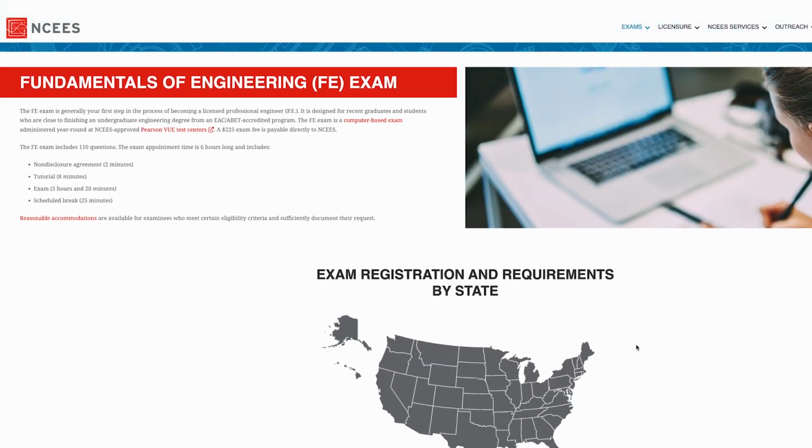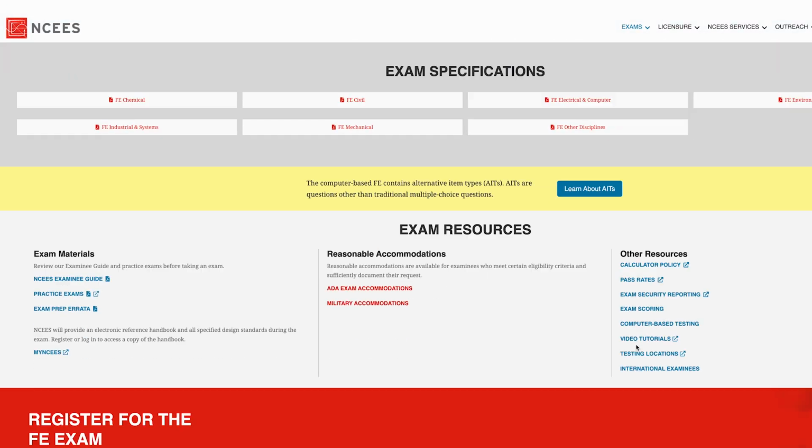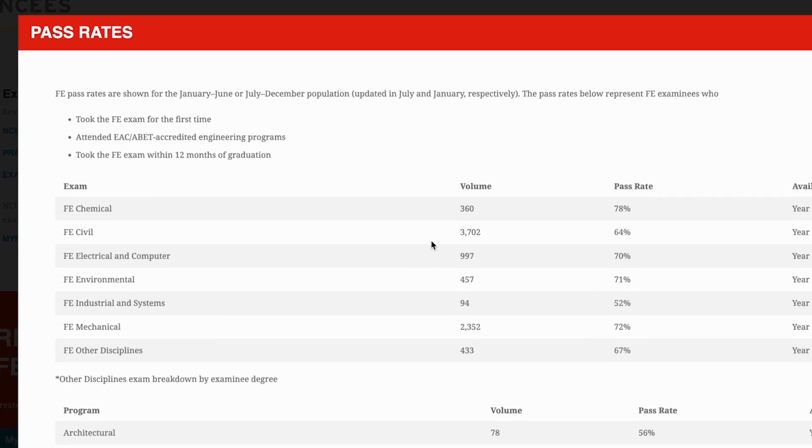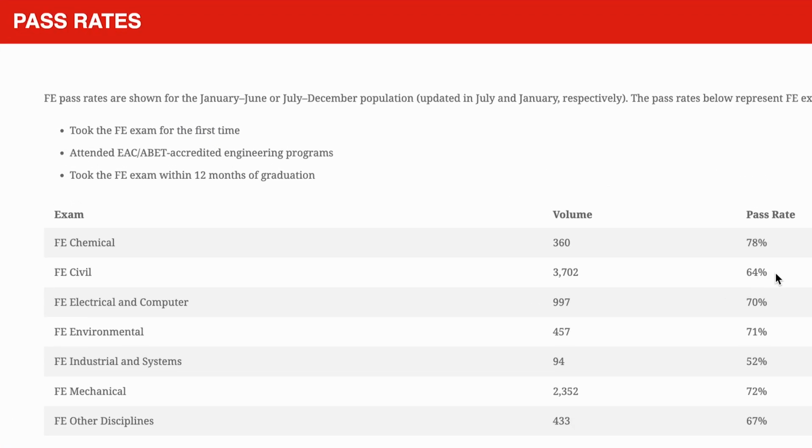So the NCEES provides pass rates on their website, so let's go ahead and take a look at those. What's really awesome about these is that they're updated every 6 months. So they'll update in January and July. So as of January 2025, the pass rate for the FE Civil exam is 64%.